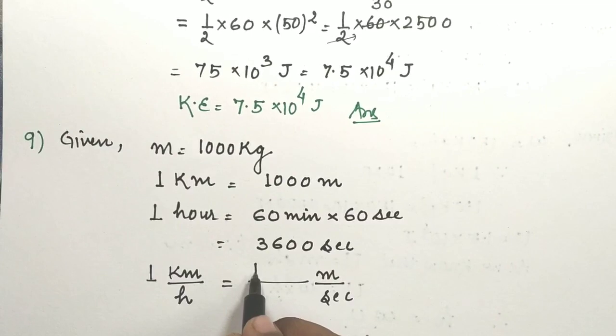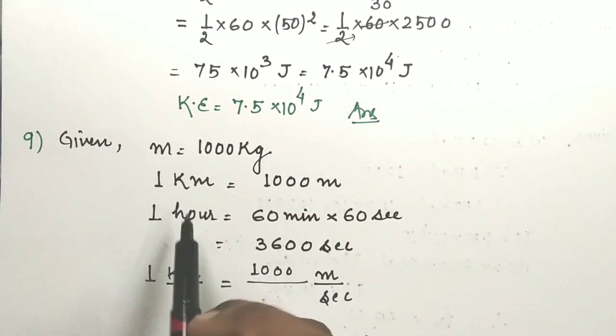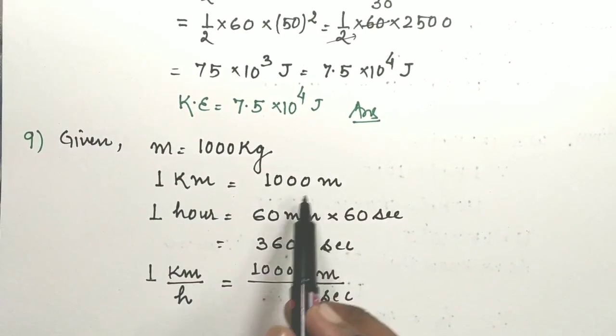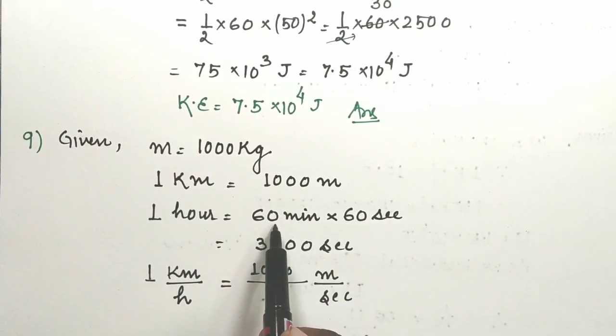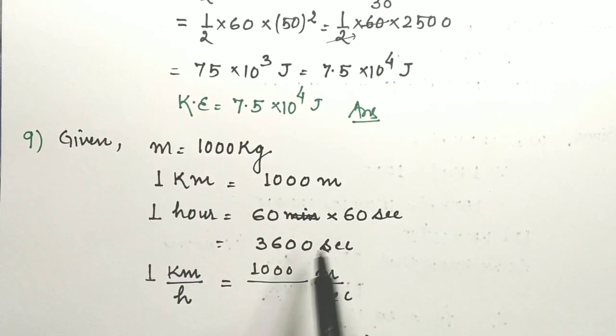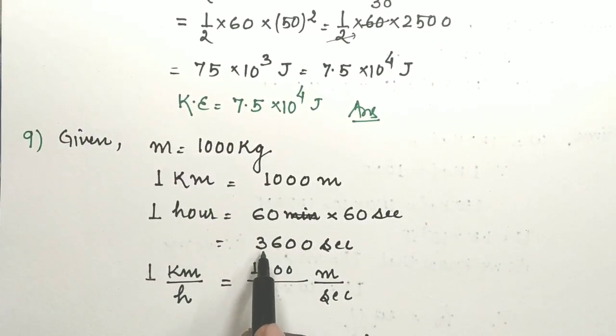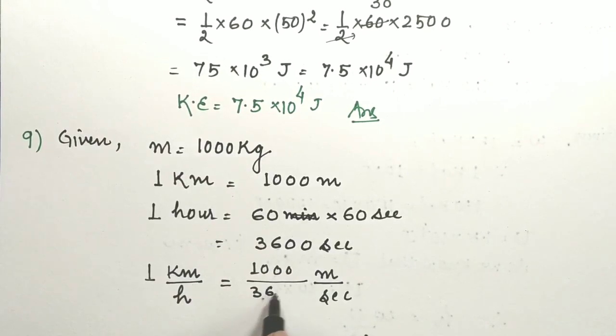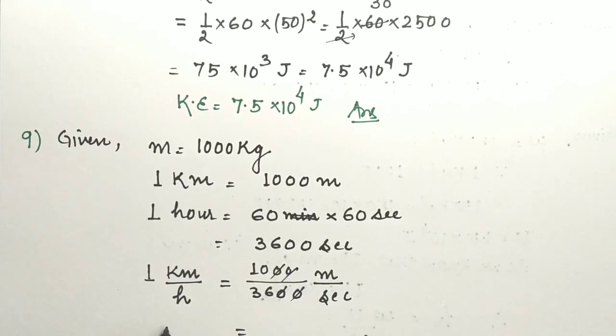1000 meter. What I have said earlier is that 1 kilometer is equal to 1000 meter, and 1 hour is equal to 60 minutes, and each minute has 60 seconds, so 1 hour is equal to 3600 seconds. So 1 kilometer is 1000 meter, and 1 hour is equal to 3600 seconds. So 20 will be cancelled out with these 20. So 1 kilometer per hour is equal to 5 by 18 meter per second.